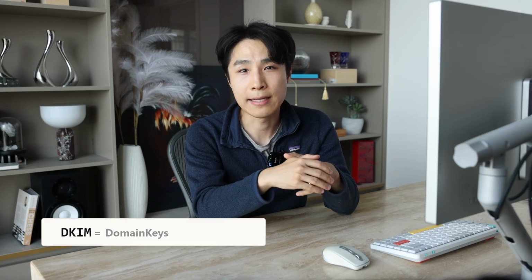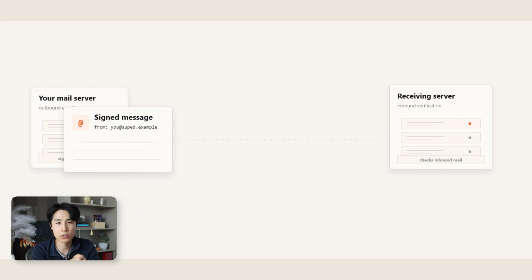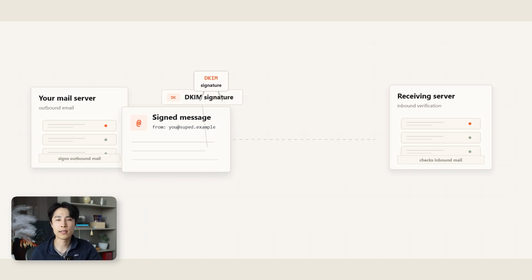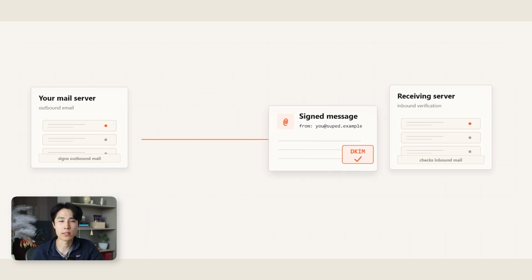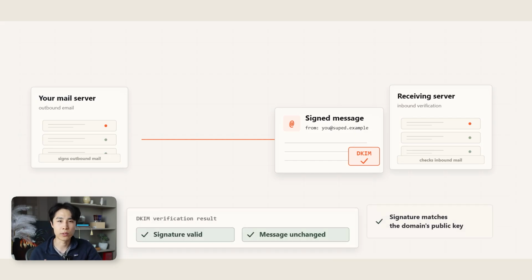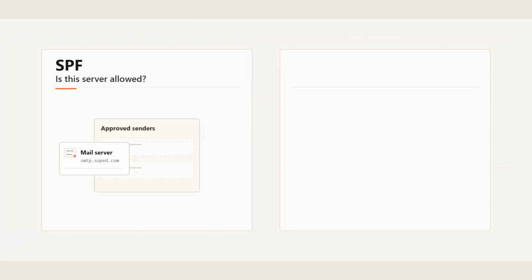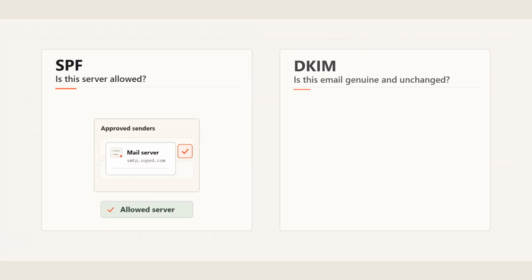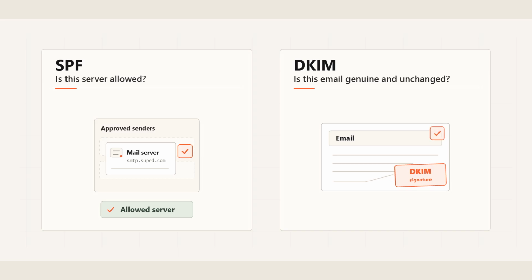DKIM, which stands for Domain Keys Identified Mail, works a little bit differently. Instead of a list, it uses a digital signature. And when you send an email, your mail server stamps it with a signature. The receiving server can then check that signature to confirm the email came from you and hasn't been messed with along the way. It's like a wax seal on an old letter. And if the seal's intact, you know nobody's opened it or tampered with the letter. So SPF says, this server is allowed to send for my domain, and DKIM says this email was genuinely sent by my server and hasn't been changed.